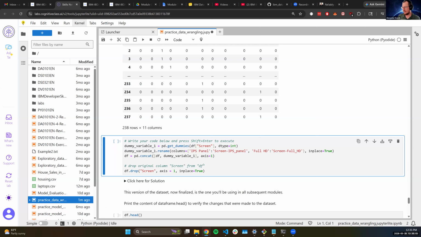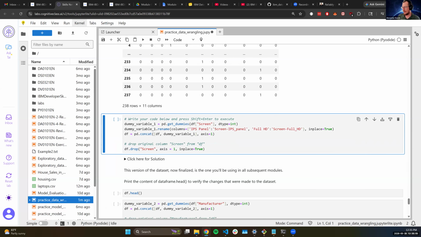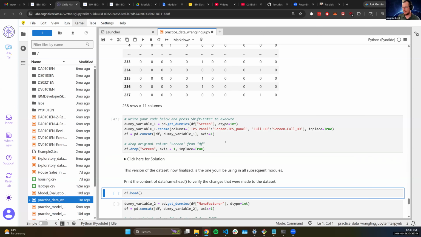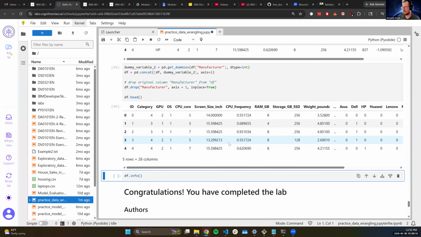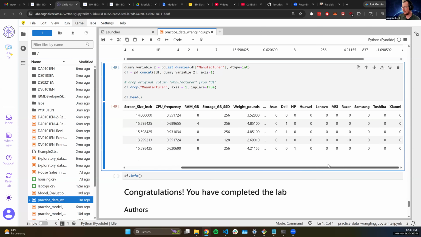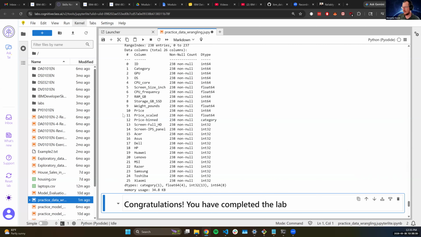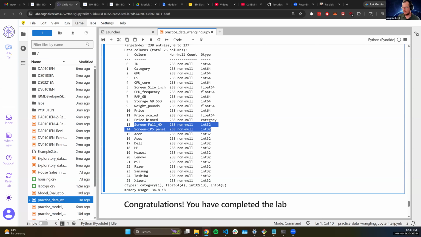We're going to end up doing this for our IPS panel, or our screen type, as well as for our manufacturer. And we can see what this looks like after we've encoded both of them. So again, all I've done here is encode our manufacturer as well as our screen type. So you see we have 2 columns now. For screen, that's either going to be a one or a zero, and then same thing for manufacturer.